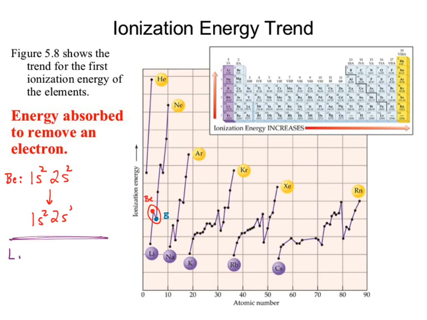What does lithium look like? That's not what I wanted to ask. What did I want to ask? Boron. What does boron look like? What is its electron configuration? 1s2, 2s2, 2p1. Remove an electron. What does it become?